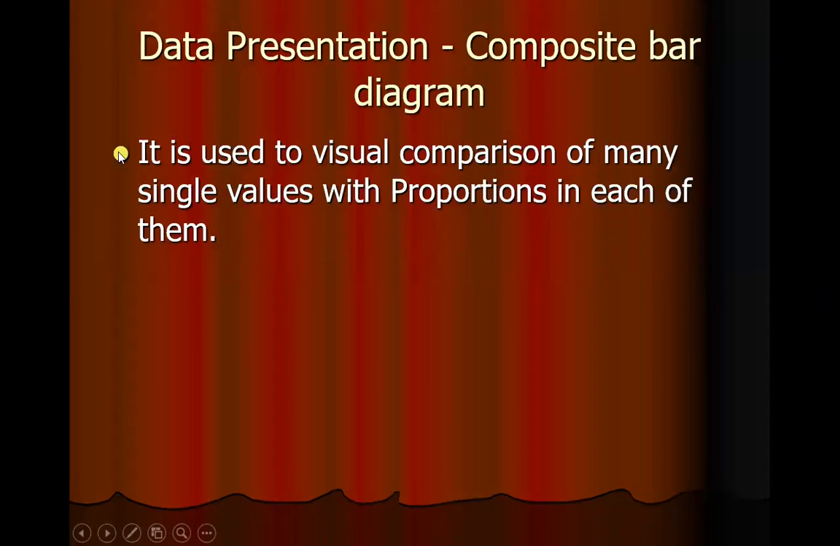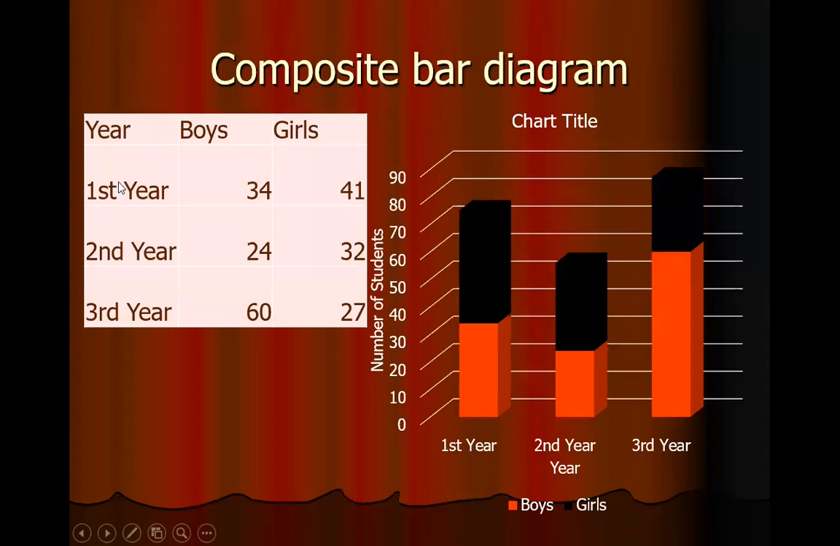I'll show you with an example. So this is the hypothetical data of the college students in first year, second year, third year. In first year, there were 34 boys and 41 girls. And if you add them, then you will get the total number of students in first year. So I have made this composite bar diagram.